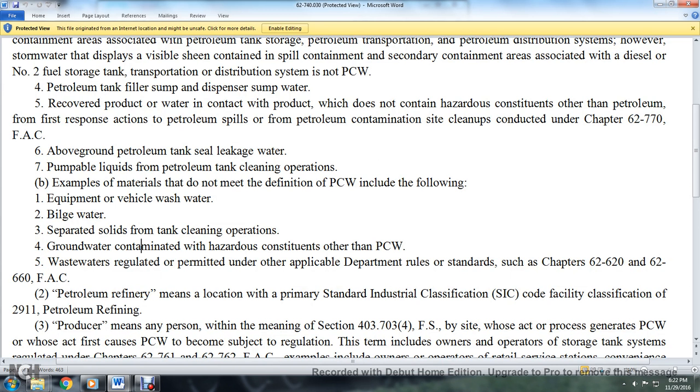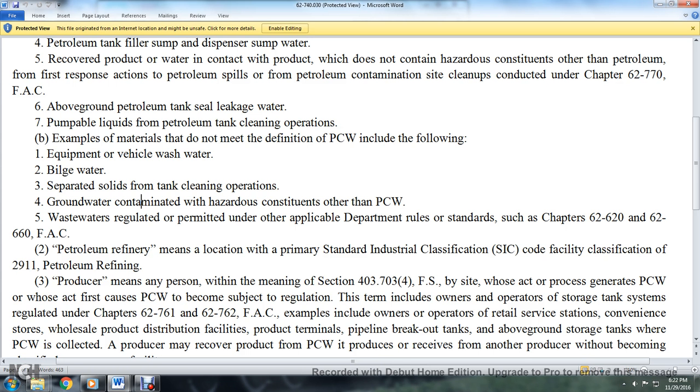Petroleum refinery means a location whose primary Standard Industrial Classification code is facility classification 2911, petroleum refining. Producer means any person within the meaning of section 403.703(4) of the Florida Statutes whose site processes or generates petroleum contact water, who acts first to cause the petroleum contact water to become the subject of regulation. This term includes the owners and operators of storage tank systems regulated under Chapters 62-761 and 62-762. Examples include owners and operators of retail service stations, convenience stores, wholesale product distribution facilities, product terminals, and pipeline breakouts for above ground storage tanks where the petroleum contact water is collected.